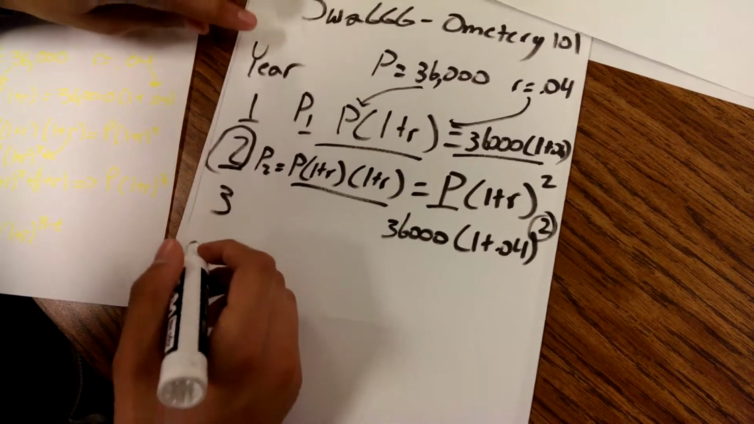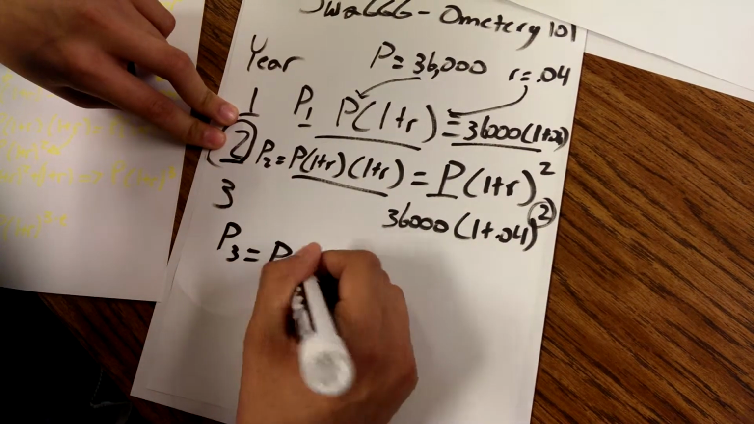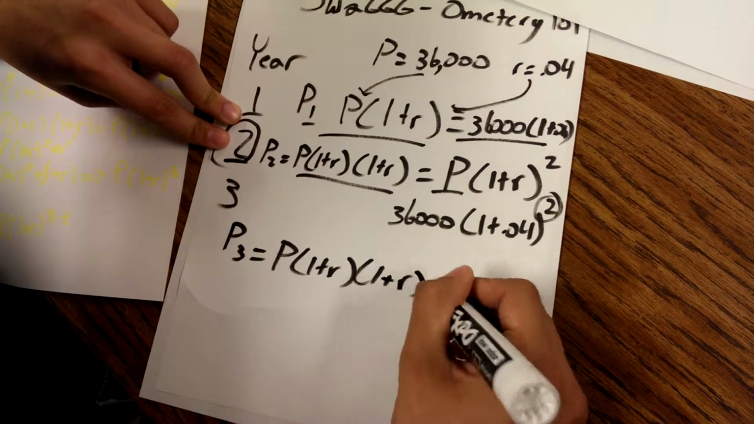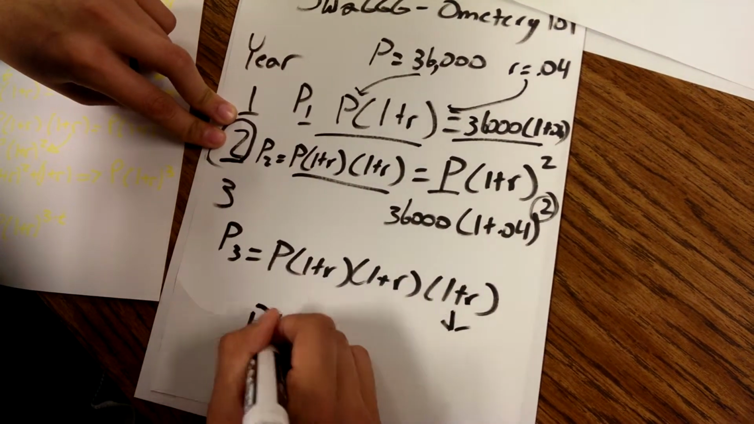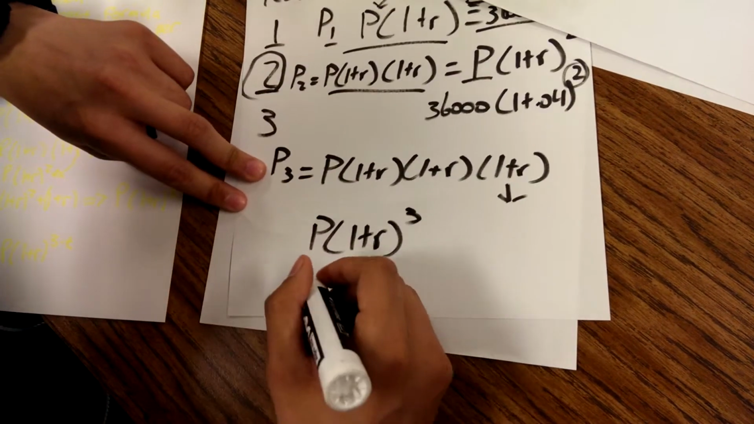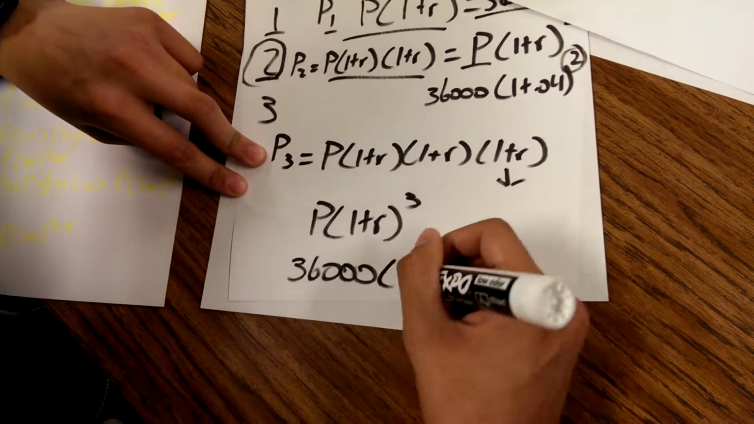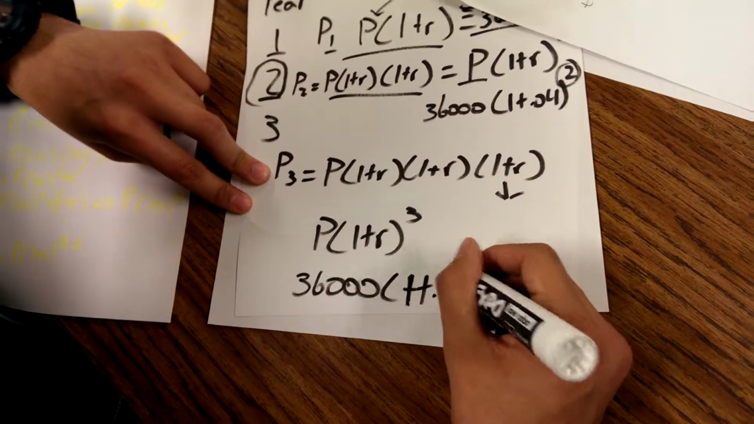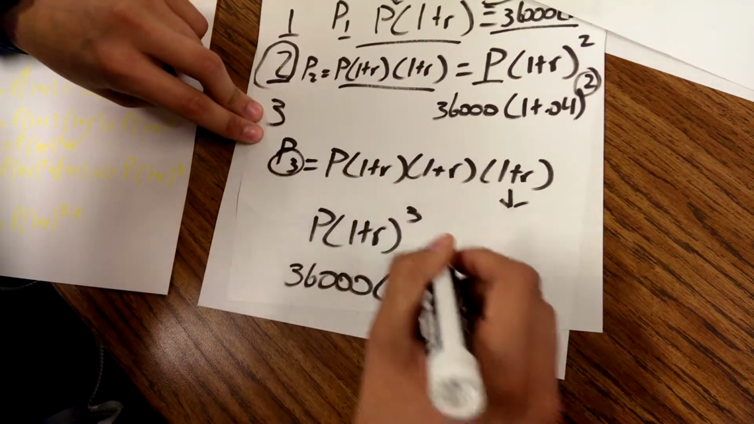The same thing would happen with 3. P3 is going to equal P times 1 plus R times 1 plus R times 1 plus R, which is easily written as P times 1 plus R cubed. So our example would look like 36,000 times 1 plus 0.04, which is our rate, cubed. It's as simple as that.